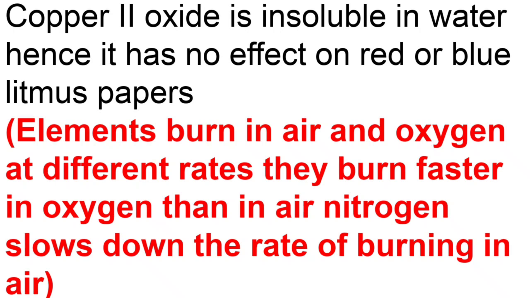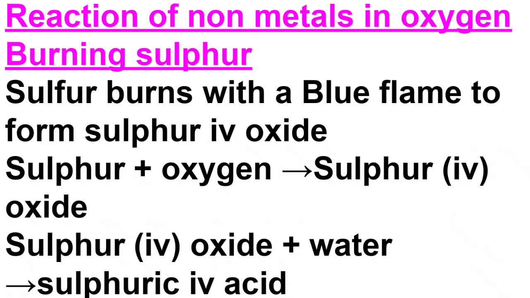Elements burn in air and oxygen at different rates. They burn faster in oxygen than in air, because nitrogen slows down the rate of burning in air. So it is important to notice that among all these elements we have discussed and how they burn in air, they burn at different rates. But in pure oxygen, they burn faster than in air, because air contains nitrogen and the nitrogen slows down the burning process.